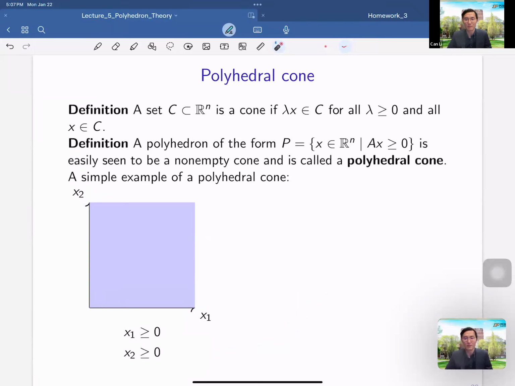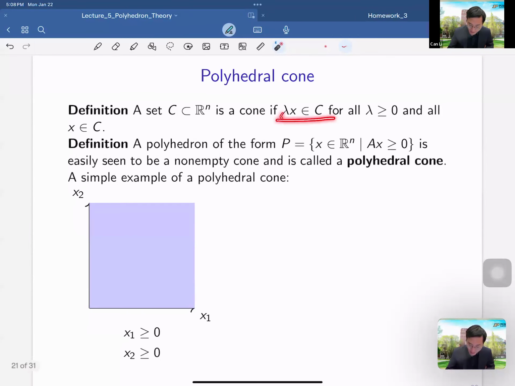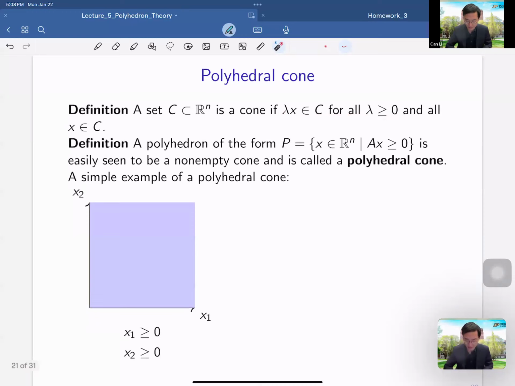Okay, so now I'm going to switch gears and talk about something called a polyhedral cone. So remember, we defined what a cone is in our second lecture when we talked about convex sets. Just to refresh your memory, a set C is a cone if you pick any point x in this set C, then lambda x is also in C. And this has to hold for any lambda greater than or equal to 0.